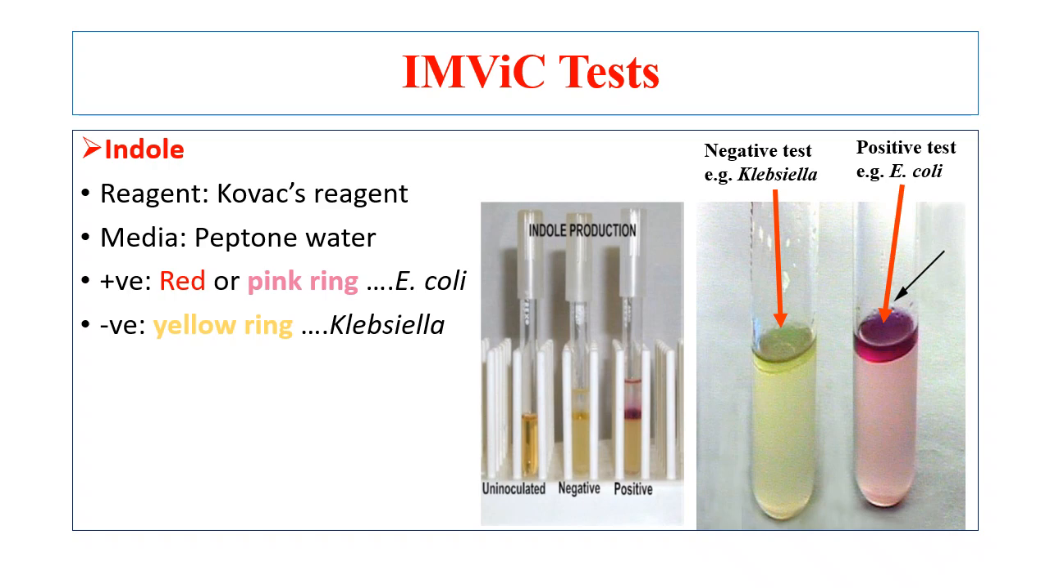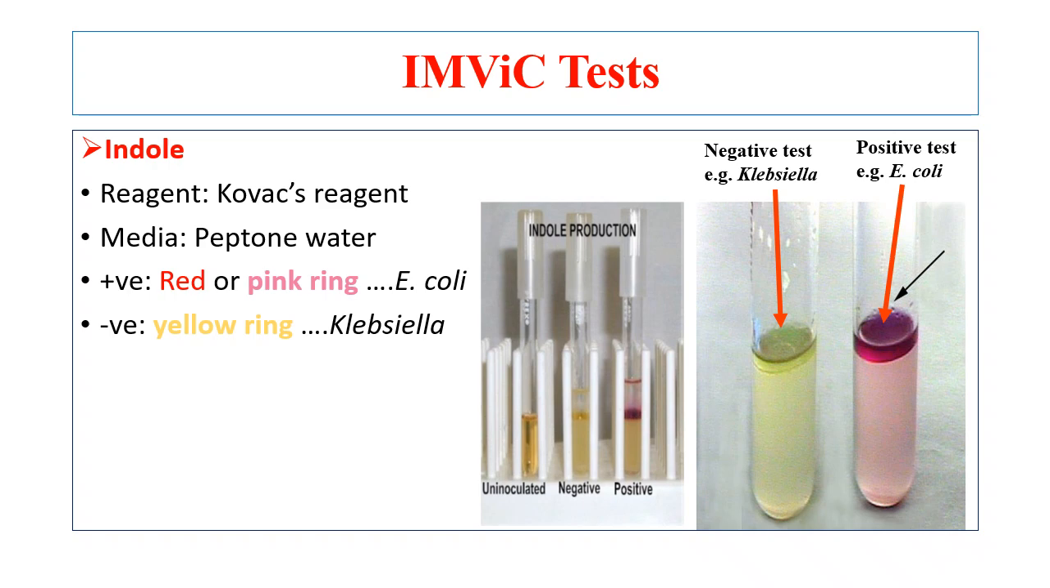In the indole test, we detect the ability of the microorganism to produce indole from tryptophan, which is an amino acid. We use the Kovac's reagent and the media peptone water. First, we inoculate the bacteria to be tested into the peptone water broth and incubate at 37 Celsius for 24 hours. After the incubation time, add 0.5 ml of the Kovac's reagent and shake gently. The result is observed as positive or negative. The positive result appears as a red ring in the upper layer of the broth, while the negative is a yellow ring.